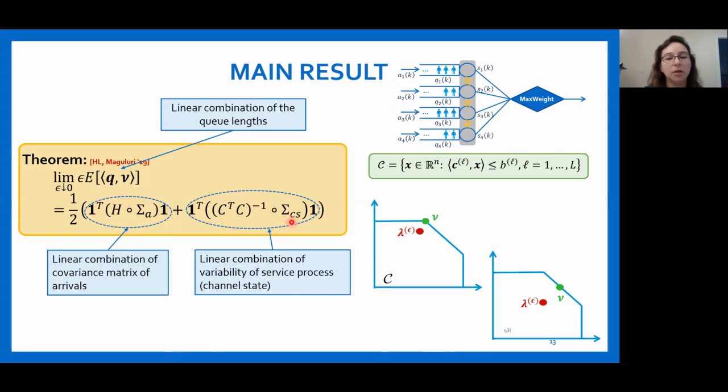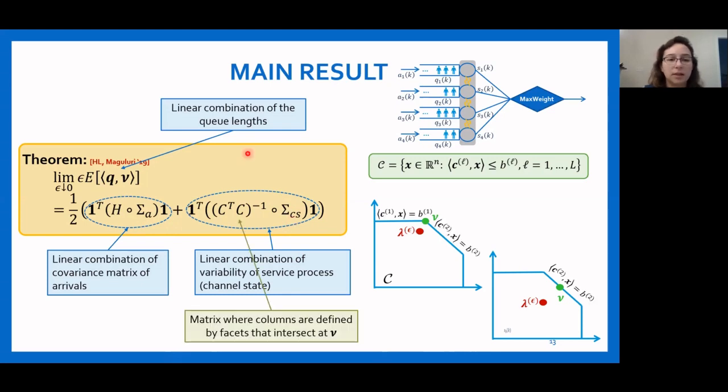What linear combination? Well, this matrix C right here is related to the point nu that we are approaching in heavy traffic. So for example, in this example, this point nu is at the intersection of facet 1 and 2, and then the matrix C will have columns C1 and C2. In the second example right here, the matrix will be just C2. And the linear combination of arrivals is governed by the projection matrix on the subspace where state space collapse occurs. And I will explain later what's this subspace.